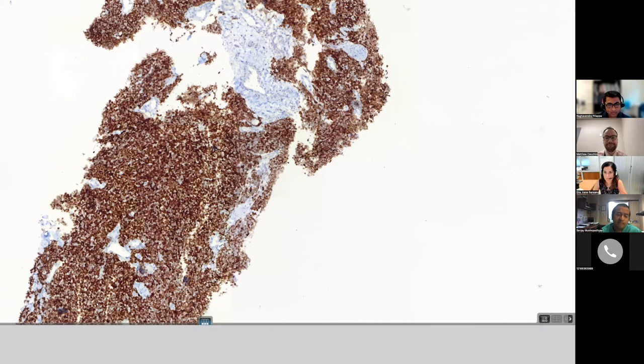What do Matt and Irene think? I'll try another keratin, as I did CK7. I'll try CAM5.2. At least focally, I find it positive in most cases, but if it's not, with all this panel, the TTF1, the neuroendocrines, I wouldn't believe in one marker. I mean, I would call it a small cell without the cytokeratin if this CAM5.2 is negative also.